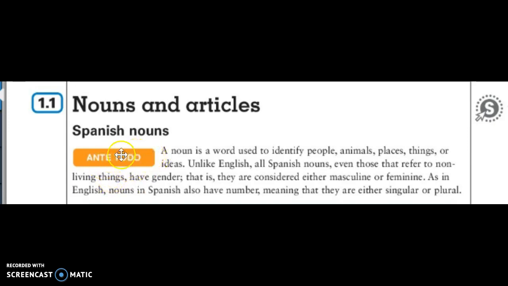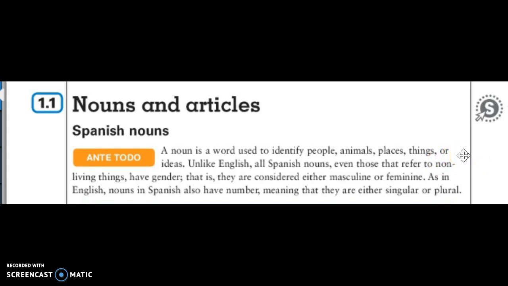Ante todo means before all. So what you need to know before launching into nouns and articles in Spanish is, just like in English, nouns are used to identify people, animals, places, things, and ideas. Unlike in English, all Spanish nouns, even those that refer to things that aren't alive, have a gender. That is, they are considered either masculine or feminine.